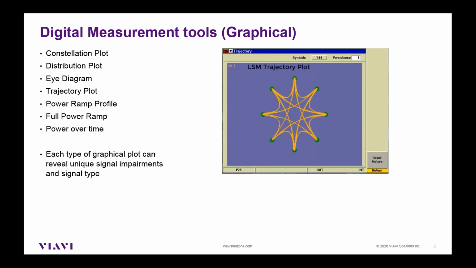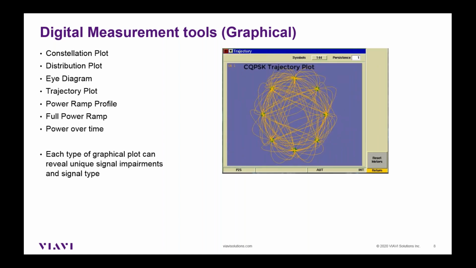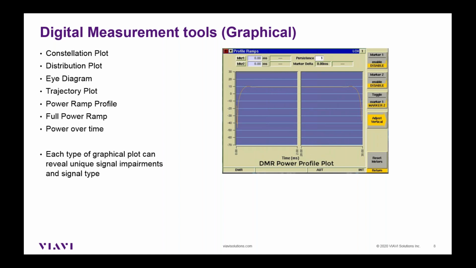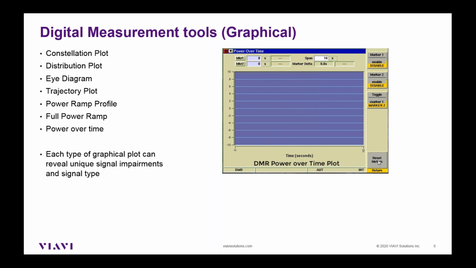Another trajectory plot, but if I'm receiving this off the air, I could tell immediately that that was an LSM base station I was receiving. And another trajectory plot, this is a CQPSK type modulation. With TDMA type signals, it's useful to see power profile plots. So this is a power profile ramp. And then a full power ramp that shows the entire power cycle of a ramp. And then there's a power over time plot that can show us if power is varying over time.